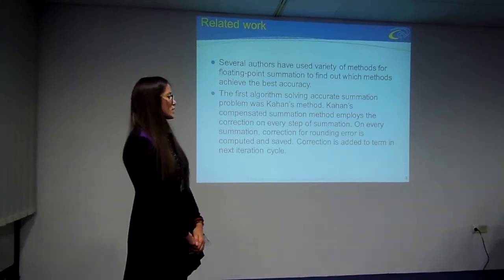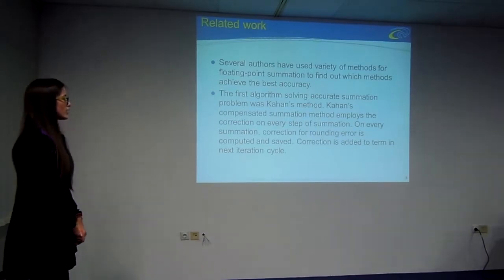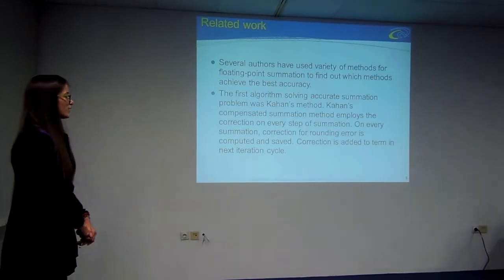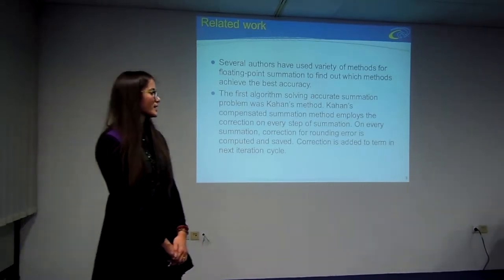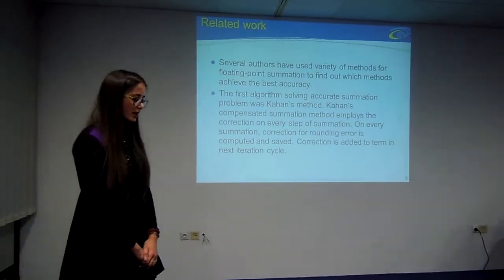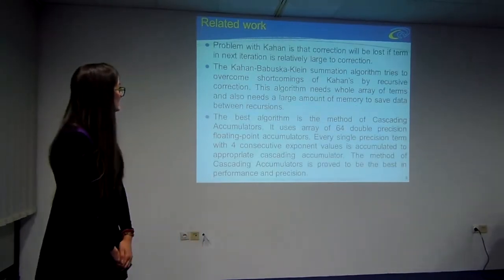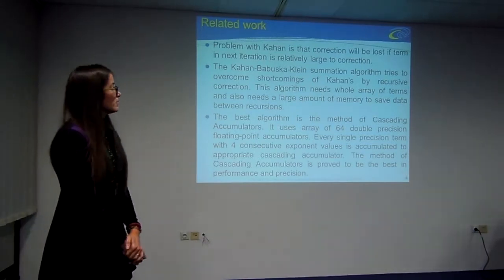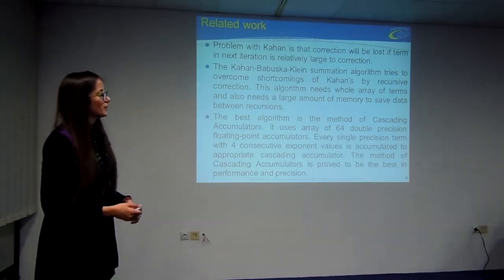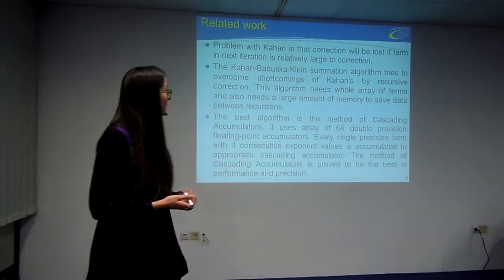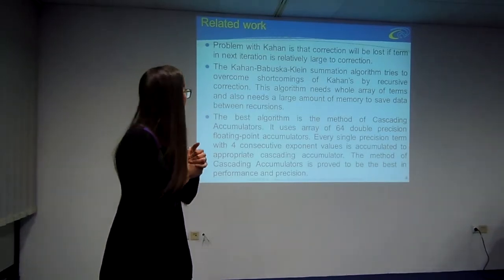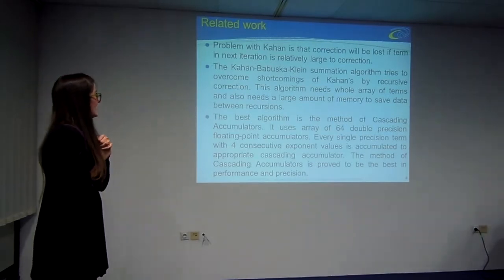Kahan's compensating summation method employs a correction on every step of summation. The correction for rounding errors is also computed and saved, and it is added to the term in the next iteration cycle. The problem with Kahan's method is that the correction will be lost if the term in the next iteration is relatively large compared to the correction.